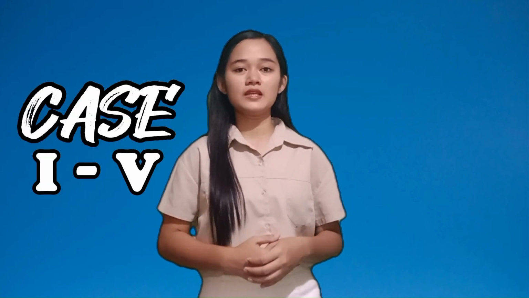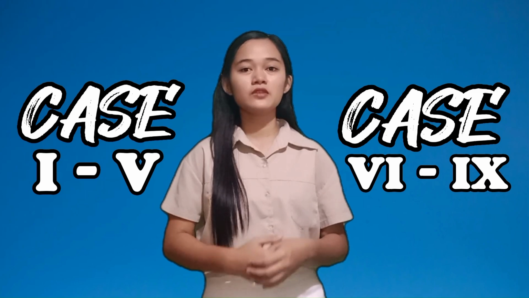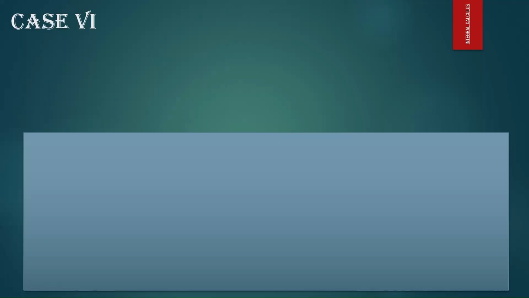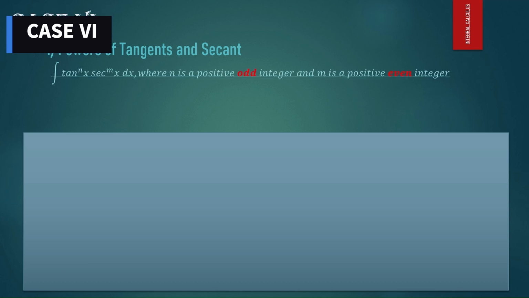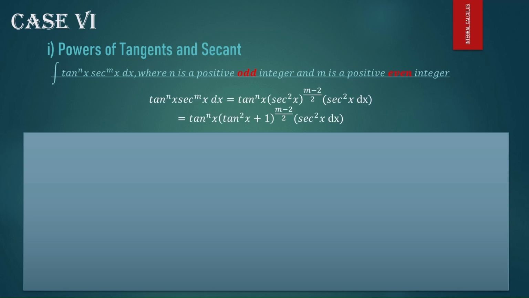In our previous discussion, we are done with the first 5 cases, so let us now proceed to the last 4. So in this case, we will consider two different integrals whose conditions are the same. For the first one, we have the powers of tangents and secants. The integral of n power of tan x times m power of secant x, where n is a positive odd integer and m is an even integer, can be solved by transforming this into this form.